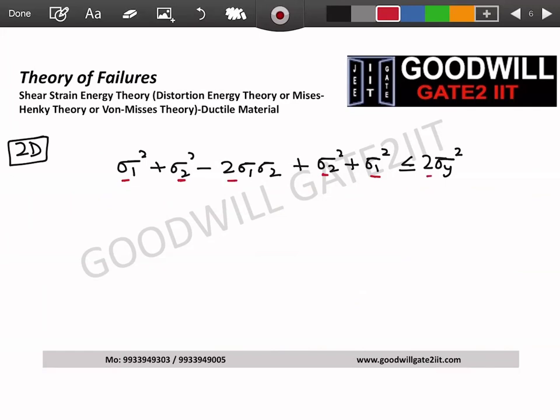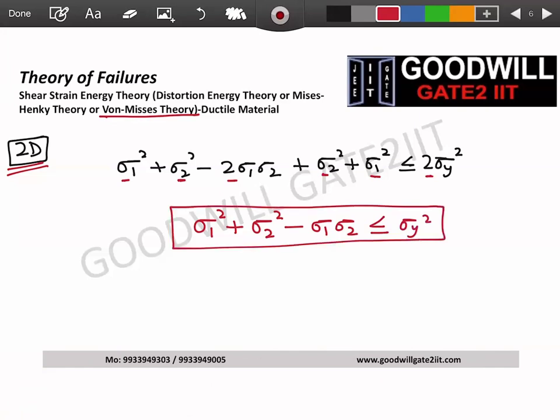So von Mises theory for a 2D body and all of your GATE numericals. Guys, when I'm saying all 100% of your GATE numericals, and I can guarantee you 2026 numerical also will be on 2D, your equation is reduced to sigma 1 square plus sigma 2 square minus sigma 1 sigma 2. If this expression is less than sigma y square, as per von Mises, we are safe. If your left hand side is more than sigma y square, then your system will fail.